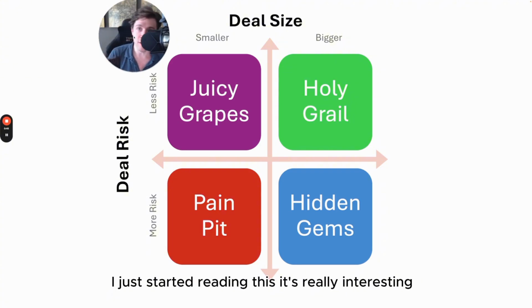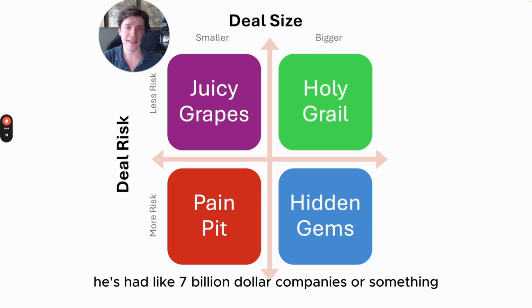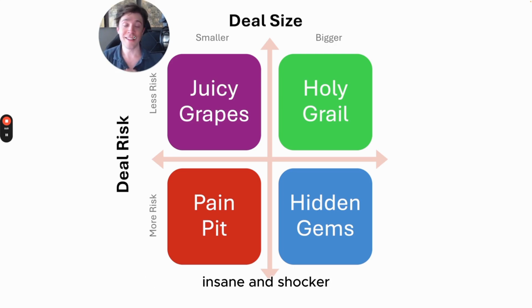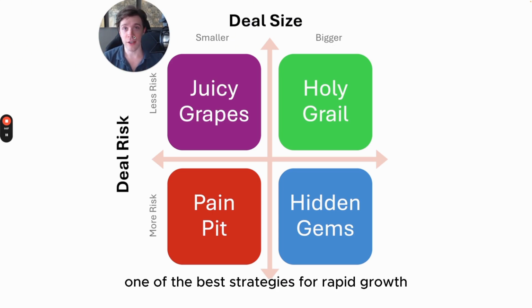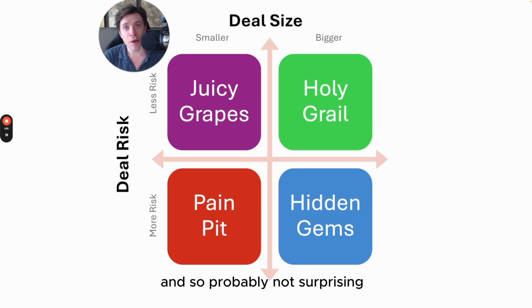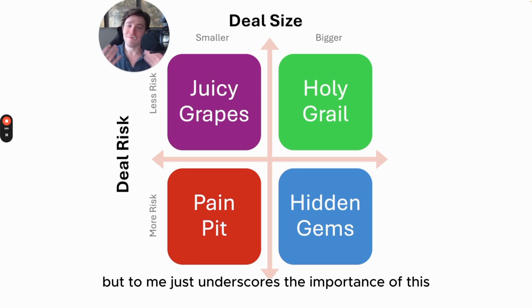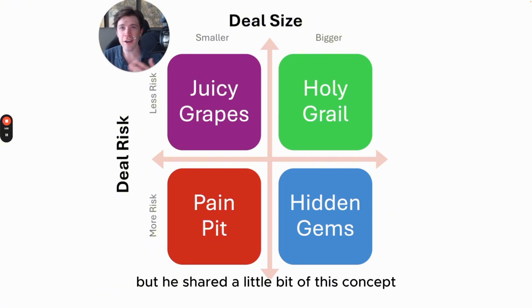I just started reading this. It's really interesting. He's had like $7 billion companies or something insane. And shocker, he basically says that M&A is one of the best strategies for rapid growth and building a lot of value. Probably not surprising, but to me, it just underscores the importance of this. But he shared a little bit of this concept.